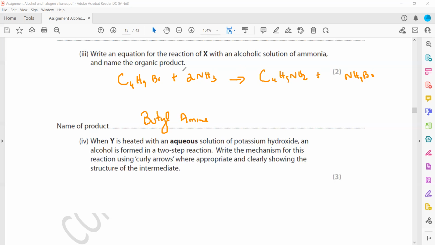Is it clear, this one? So you can write with the one molecule, even because they did not mention here whether we have an excess of ammonia or a limited supply. So you can write the equation for both of them. Either you can write one molecule of ammonia producing hydrogen bromide, or two molecules of ammonia producing ammonium bromide. Both are acceptable, as the question does not mention whether we have an excess or a limited supply of ammonia.